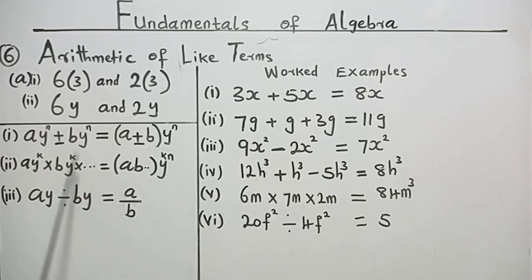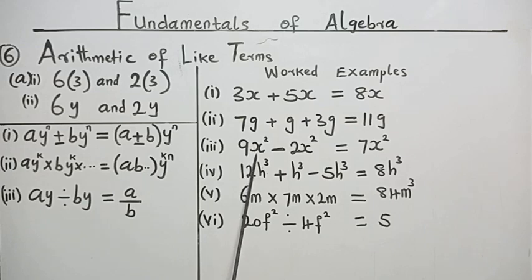What do we do? The constants are to be added and then juxtaposed with that variable to the common power. What are the constants? They are 7, 1, and 3. So 7 plus 1 is 8. 8 plus 3 is 11. Then g to the power 1 is g to the power 1 here. So the answer is equal to 11g to the power 1, which is the same thing as 11g.